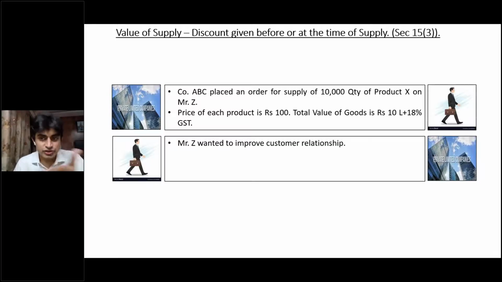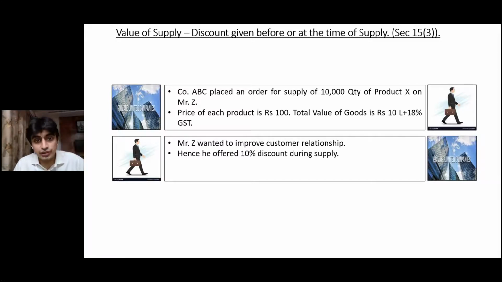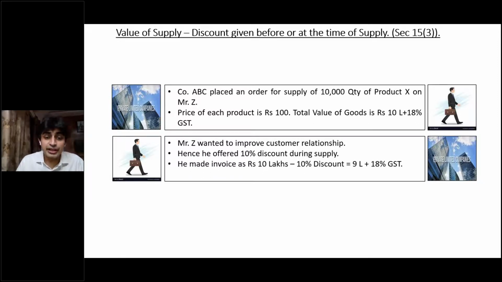I wanted to improve Mr. Z's customer relationship, since such a big order had come in, hence he offered a 10% discount immediately during supply. He made an invoice of 10 lakh minus 10% discount. The invoice is made for 9 lakh: 10 lakh rupees gross less 10% discount, net amount of 9 lakh.